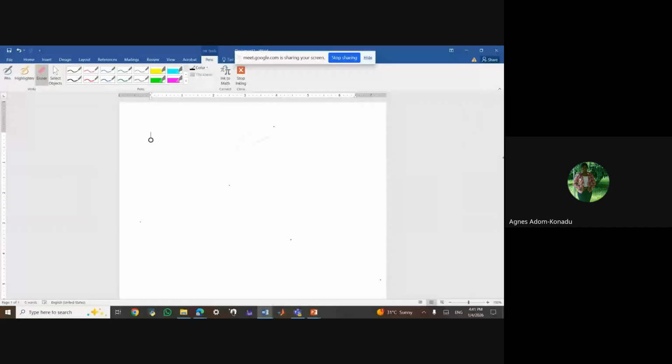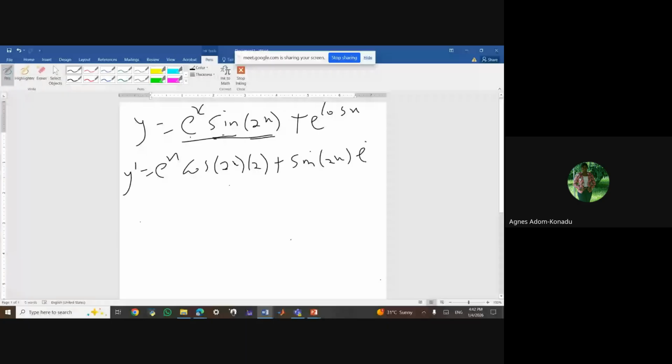So I want to differentiate y is equal to e to the power x sine 2x. I'll keep e to the power x, then I'll differentiate sine 2x.